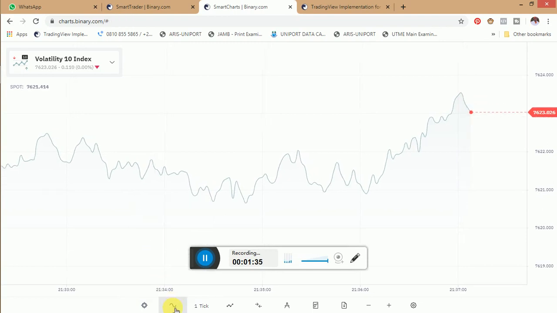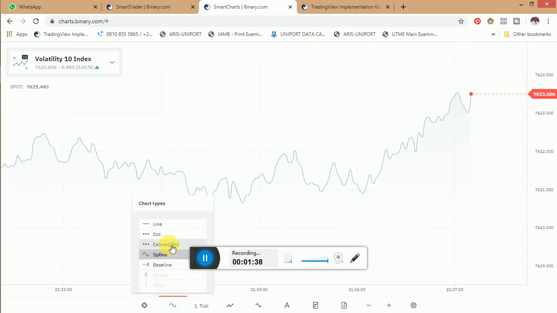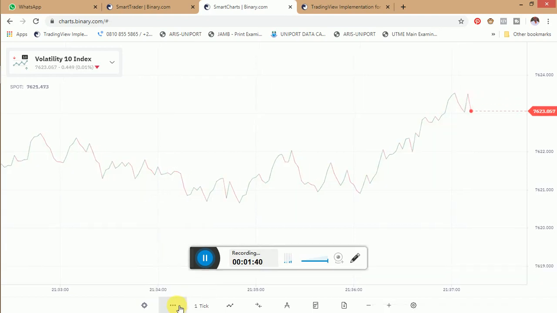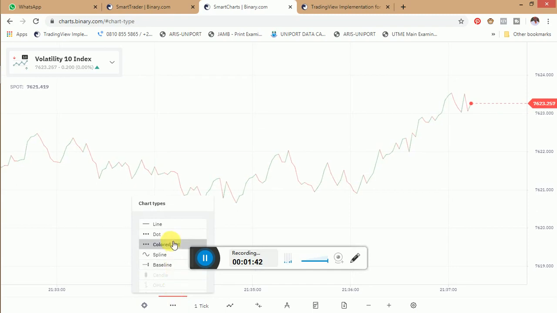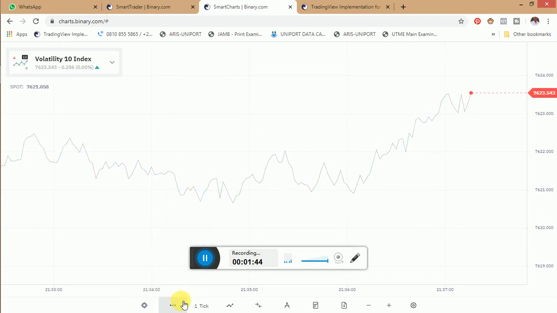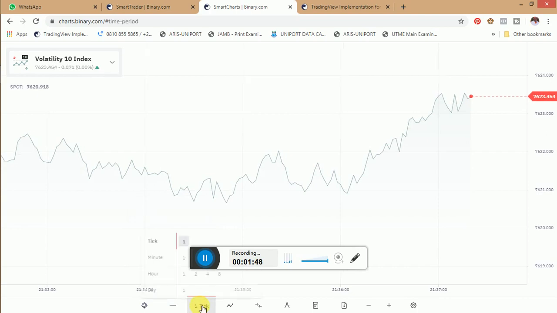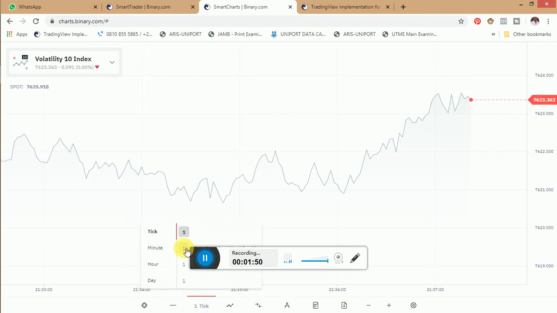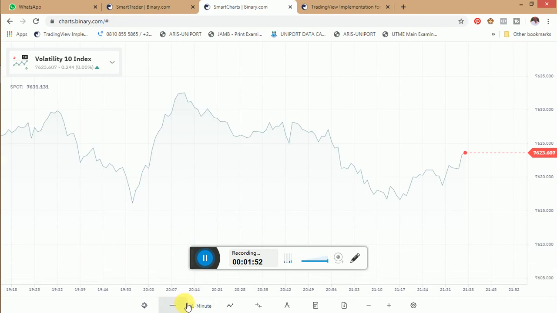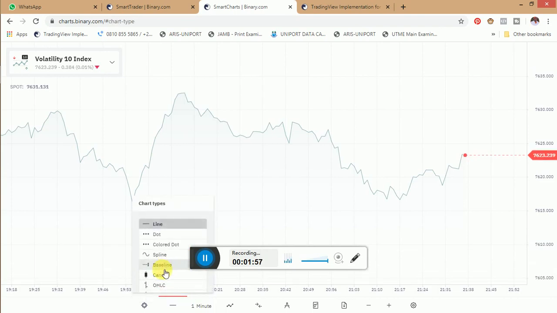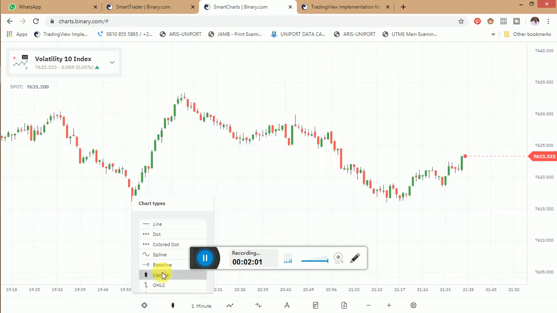One can only switch between line, spline, colored dots, or just dot on its own, or line. Then this is where one can switch to candle. When you switch to 1 minute, you can view it in candle.